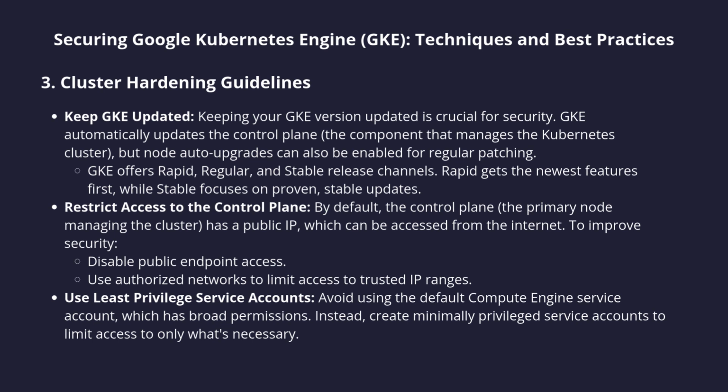Restrict access to the control plane. By default, the control plane, the primary node managing the cluster, has a public IP, which can be accessed from the Internet. To improve security, disable public endpoint access. Use authorized networks to limit access to trusted IP ranges. Use least privilege service accounts. Avoid using the default Compute Engine service account, which has broad permissions. Instead, create minimally privileged service accounts to limit access to only what's necessary.